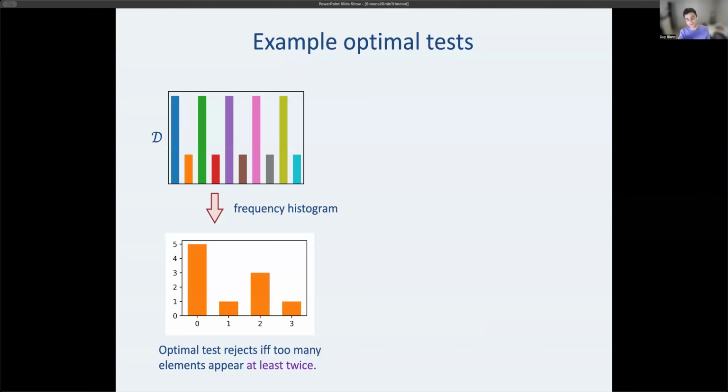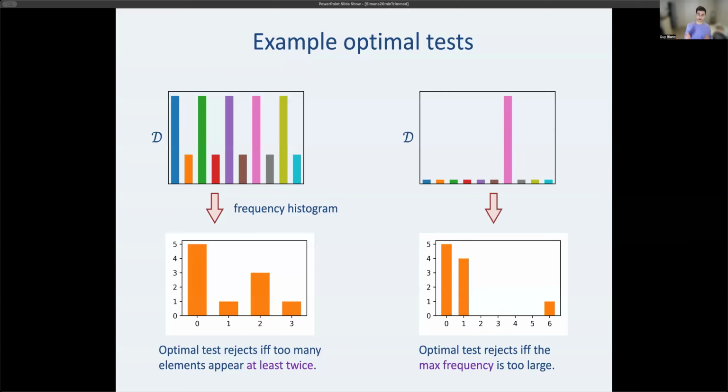So in this case, there are 4 elements that appear twice, and we'd say, on the uniform distribution, 4 elements appear 2 or more times. And then we would say it's unlikely to have so many elements appear multiple times, and so I will reject. But that one tester does not work on all distributions.